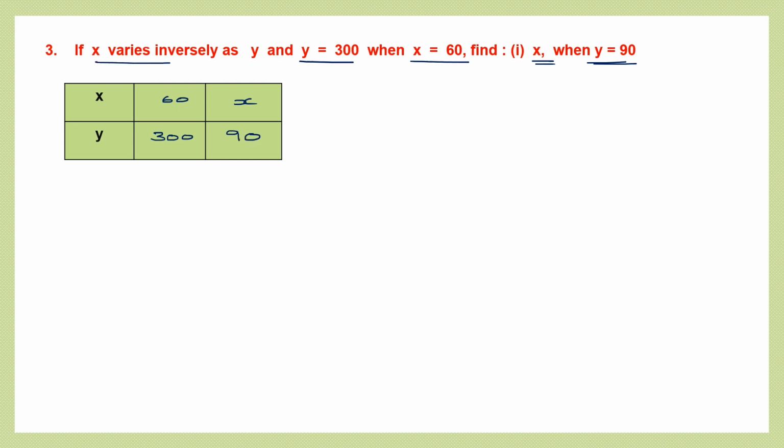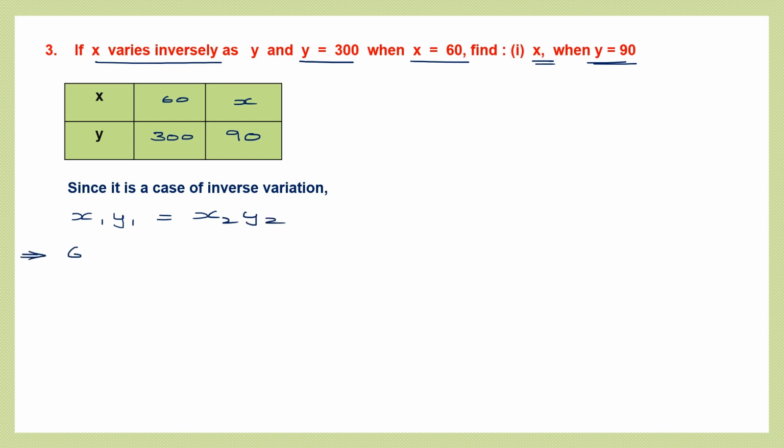And here it says x varies inversely. That means it is a case of inverse variation, and since it is a case of inverse variation, it will be the product x1 y1 is equal to x2 y2. That means x1 is 60. 60 into 300 is equal to x into 90. Now, to find the value of x, we say 60 into 300 divided by 90.